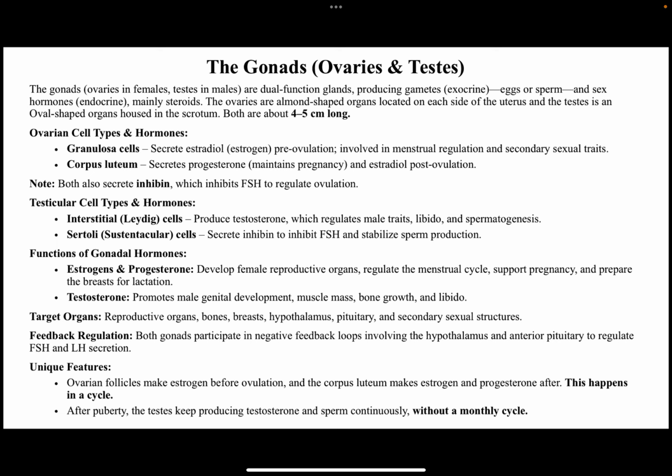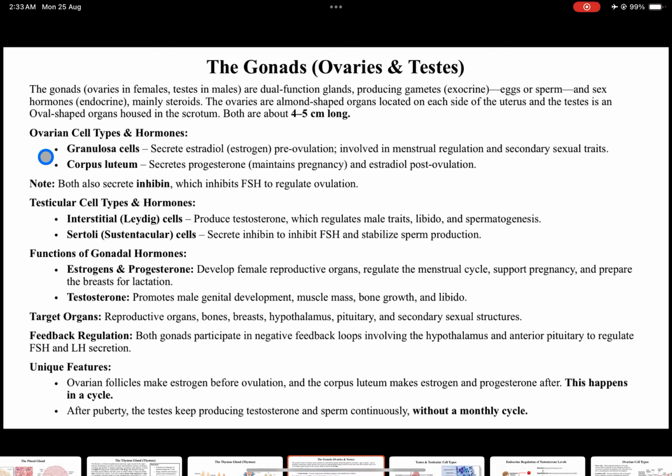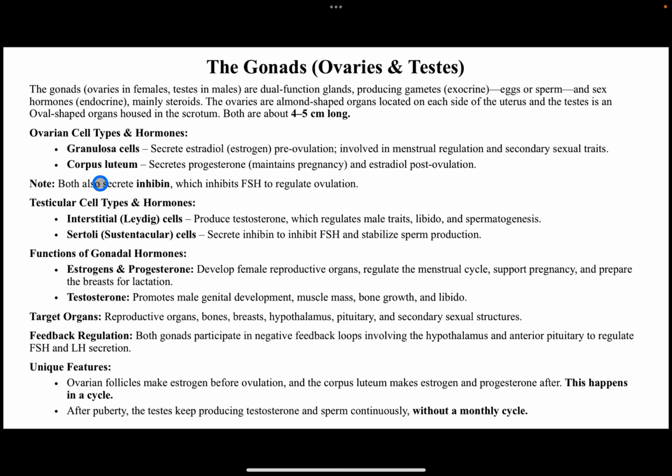Then we mentioned the inhibin, which is secreted by the Sertoli cells. However, for the ovarian cells, we mentioned that both the granulosa cells and the corpus luteum produce inhibin, which inhibits follicle-stimulating hormone to regulate ovulation.